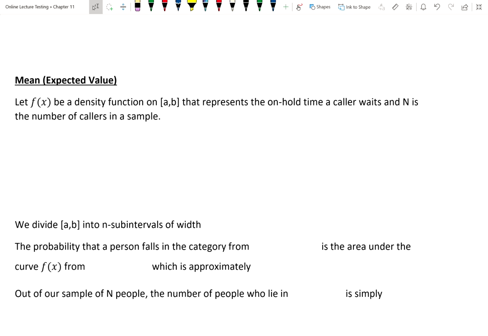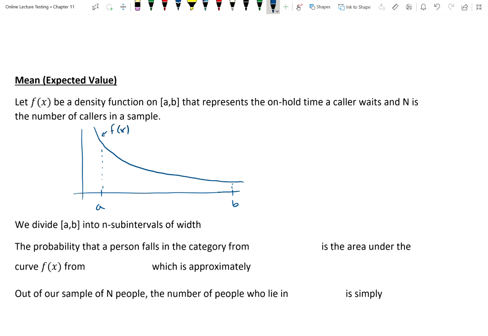Okay, so what we're going to be looking at, just to give a graph, and here I'm just going to generate some particular function. We're going to assume that the longer time people wait, the fewer people that are waiting. So here's our interval from a to b. This is the function that we're going to be looking at. So this is our f of x.